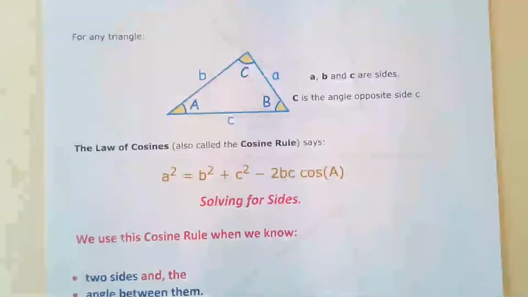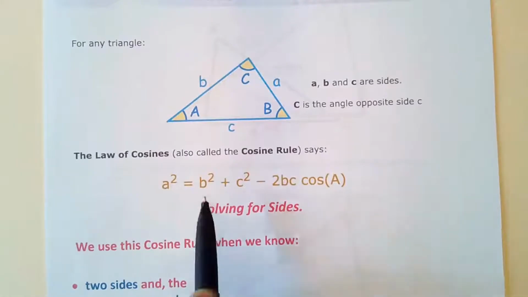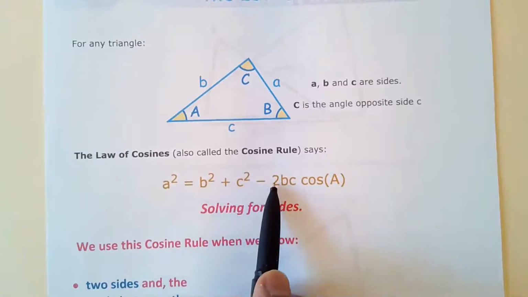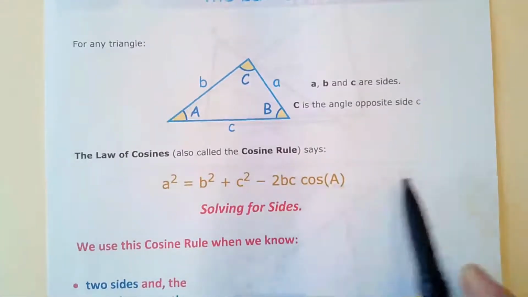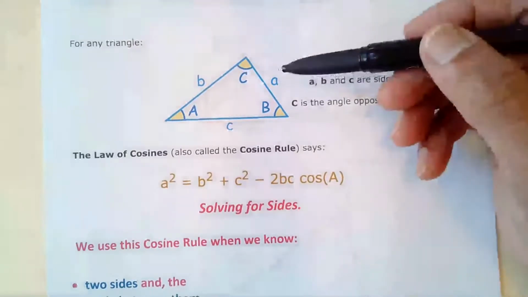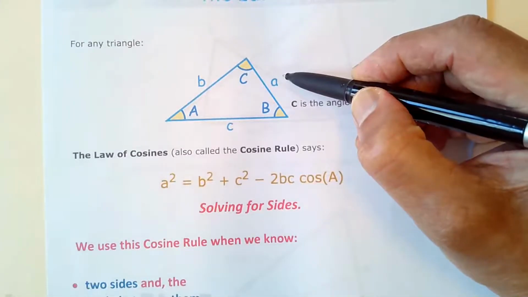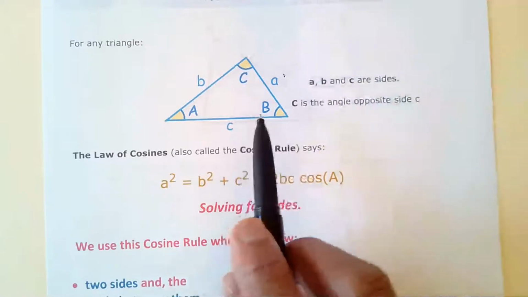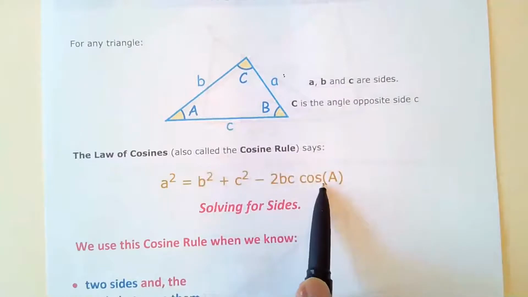So the cosine rule is a squared equals b squared plus c squared minus 2bc cos A. If you look at this triangle, you want to find side a. Side a will be equal to these other two sides, b squared plus c squared, minus 2bc times cos of the angle.